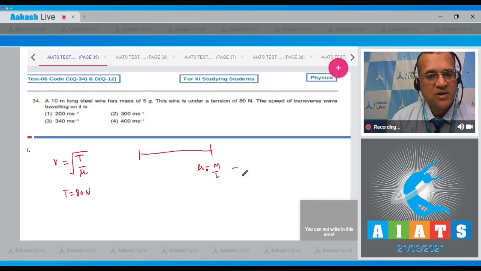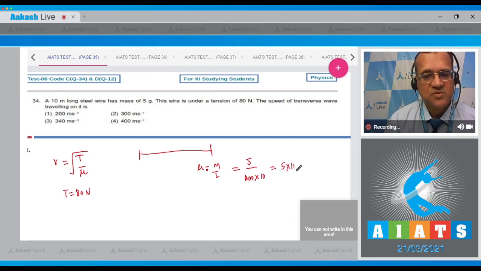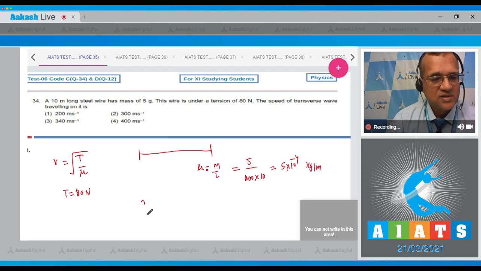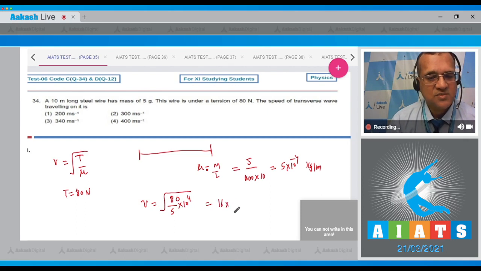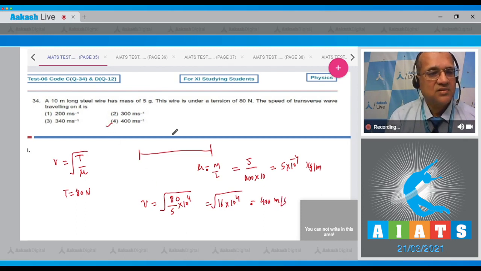And what would be the mass per unit length? Mass is 5 gram, 5 by 1000, and the length is 10 meter. So this becomes 5 into 10 to the power minus 4 kg per meter. So filling up here, the velocity becomes root of 80 divided by 5 into 10 to the power minus 4, which goes up. So root of 16 into 10 to the power 4, which is equal to 400 meter per second. So the correct option is the 4.